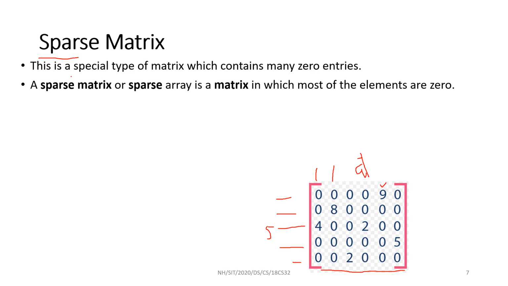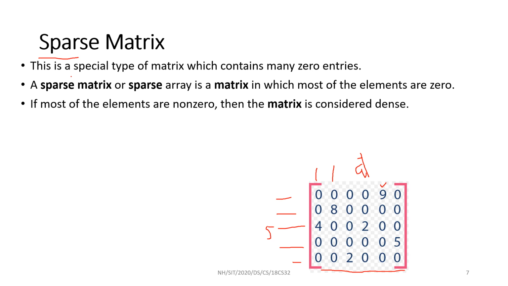A sparse matrix or sparse array is a matrix in which most of the elements are zero, with very few non-zero elements. If most elements are zero, it is not worth storing all of them. Suppose this is the array to be stored. Why waste memory to store zeros? You have to waste 24 cells to store zeros, for very few, just 6, non-zero values. What is the use of storing zeros in memory?